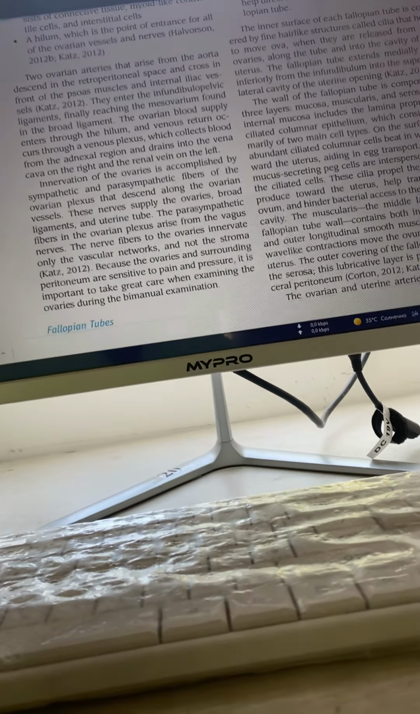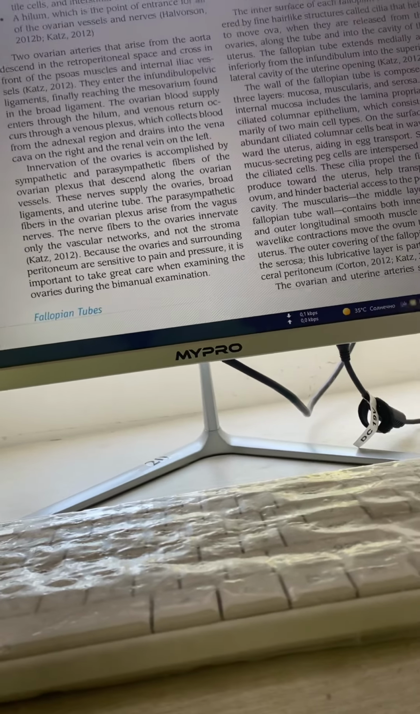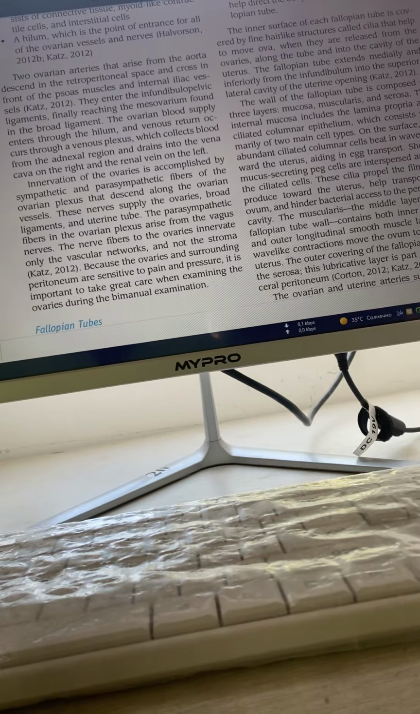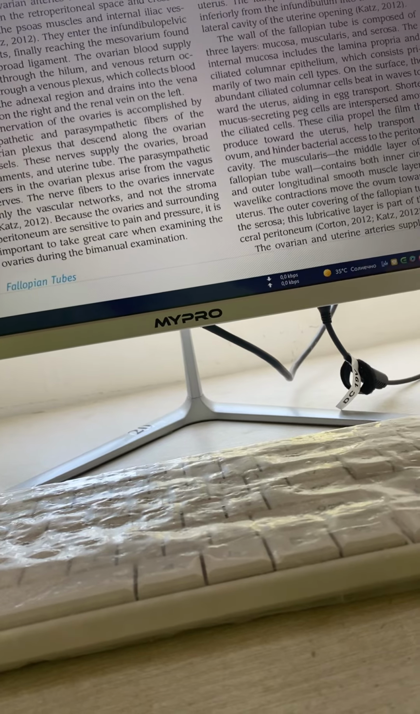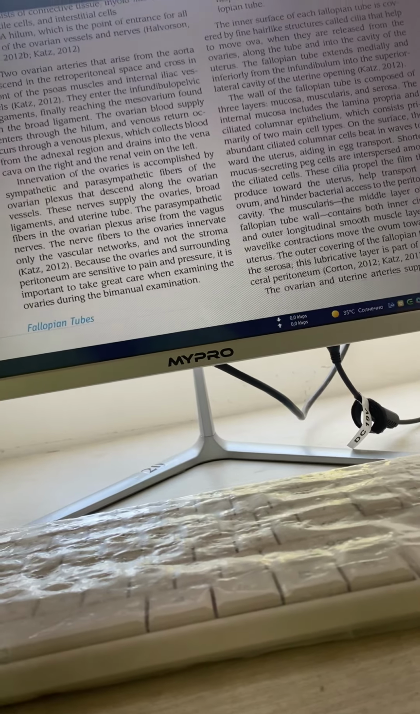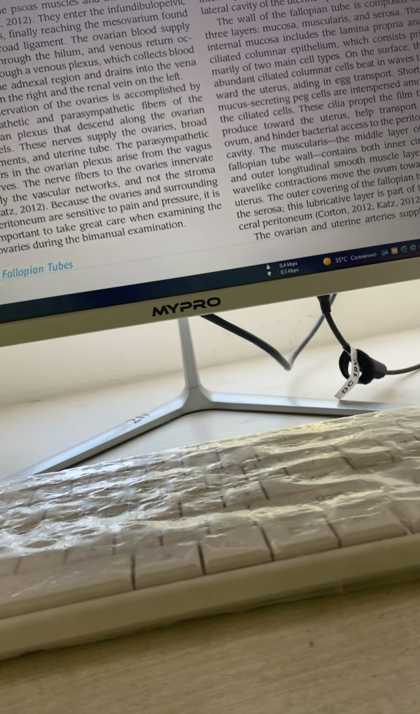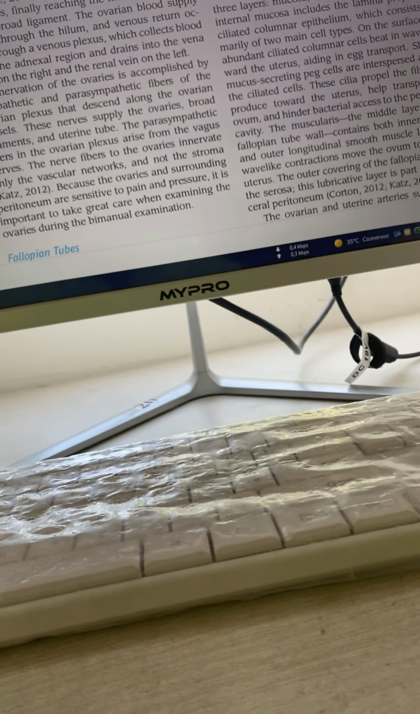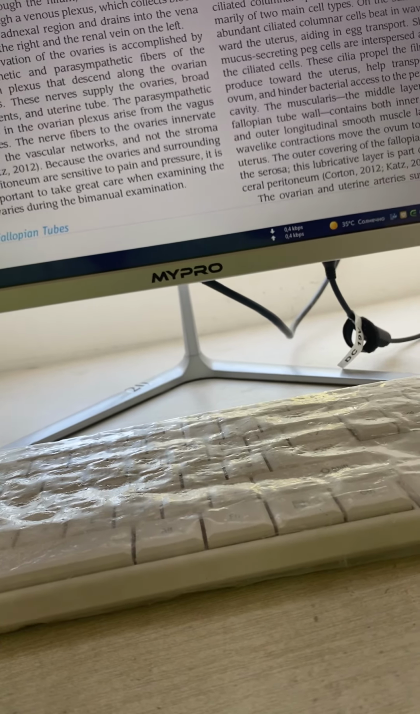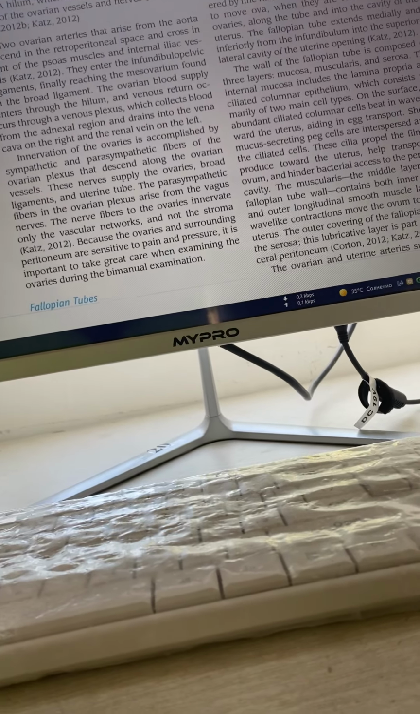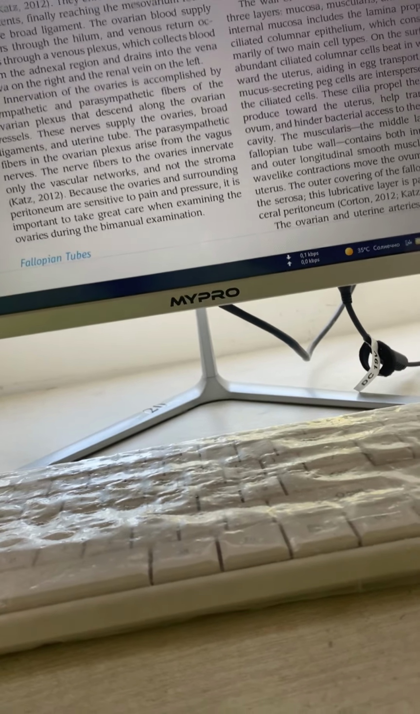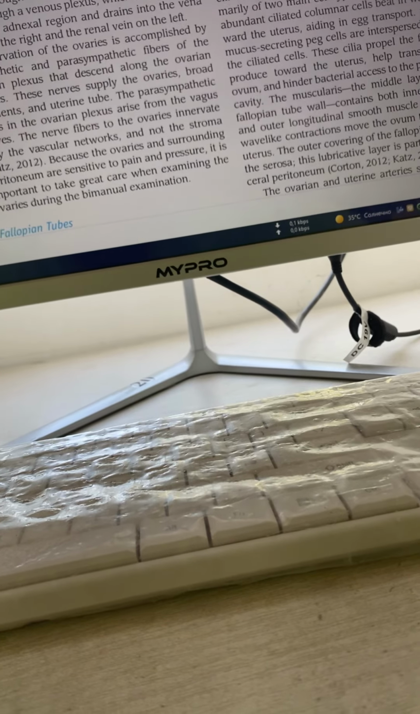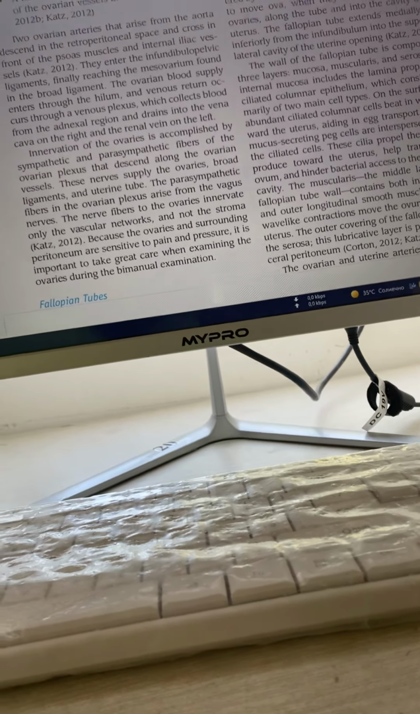Innervation of the ovaries is accomplished by parasympathetic fibers of the ovarian plexus that descend along the ovarian vessels. This nerve supplies the ovaries, broad ligaments and uterine tube. Parasympathetic fibers in the ovarian plexus arise from the vagus nerves, and nerve fibers to the ovaries innervate only the vascular network and not the stroma. Curtis 2012. Because the peritoneum surrounding the ovaries is sensitive to pain and pressure, it is important to take great care when examining the ovaries during the bimanual examination.